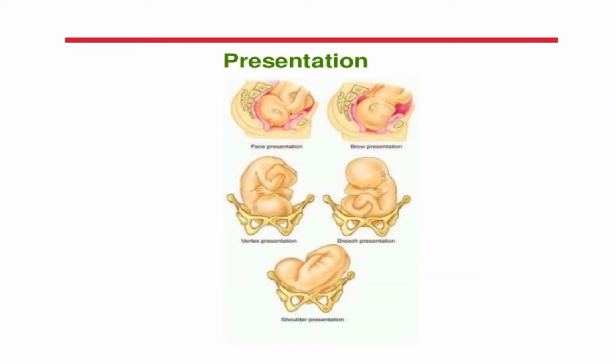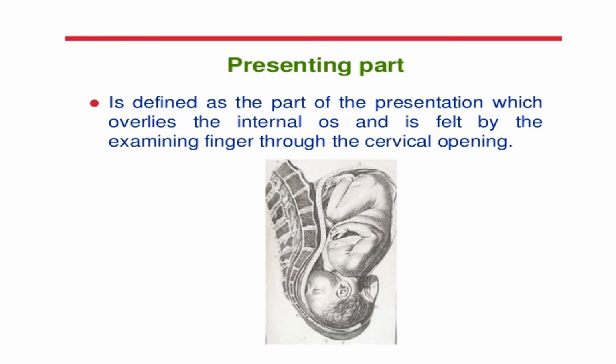Next is presentation. Presentation means the part of the fetus which presents in the lower pole of the uterus. Here see, head is there, here face is there, here occiput is there, here buttocks is there, here shoulder is there. These are the different presentations that you can commonly see. Next is the presenting part. It is defined as the part of the presentation which overlies the internal os of the cervix and can be felt by the examiner through the fingers. If you are doing the vaginal examination, you will be able to feel this presenting part. Where you are feeling, that is the presenting part.